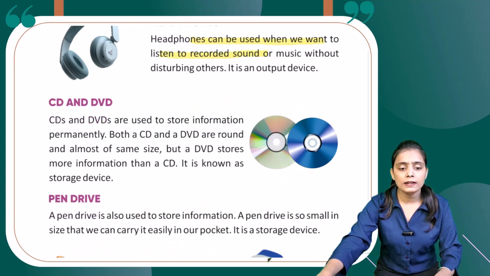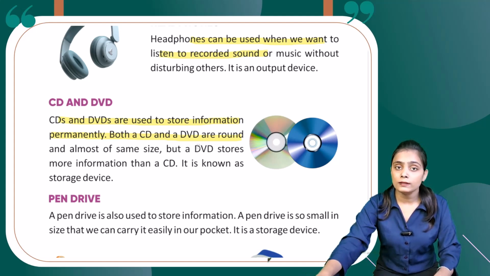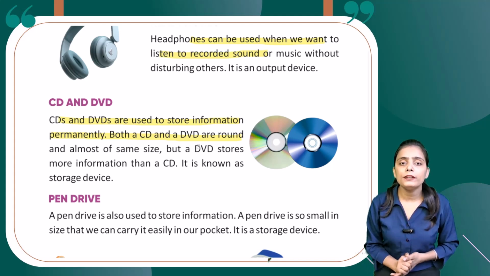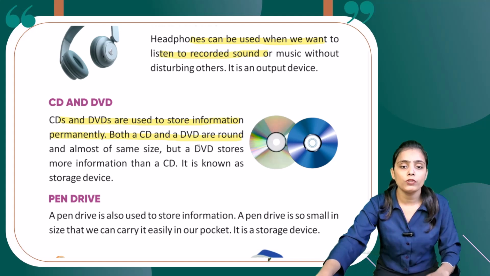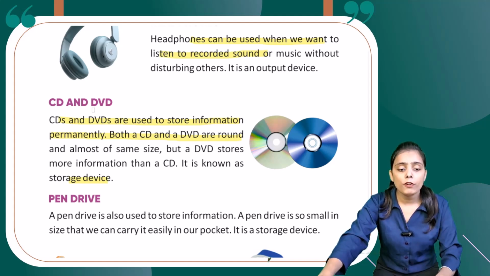Now CD and DVD. CDs and DVDs are used to store information permanently, and both the CD and DVD are round and almost of the same size. Here you can see the picture of CD and DVD. But a DVD stores more information than a CD. Children, keep this in mind: one is a CD, one is a DVD. A CD stores less information, and a DVD stores more information than a CD, and it is known as a storage device. Storage device means storing something, okay, storing some information.